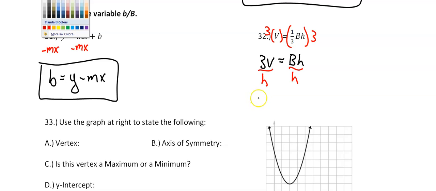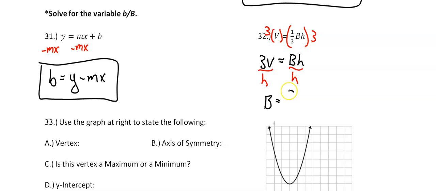And so now I get b equals this guy, leave it the way it is, 3v over h. Okay, just leaves it as a big giant fraction. Okay.